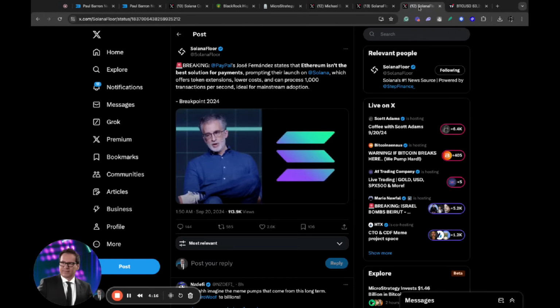One, of course, is this one right here, and that is PayPal's Jose Fernandez, who's stating that Ethereum isn't the best solution for payments, but promoting their launch on Solana, which offers token extensions, lower cost, and can process 1,000 transactions per second. This is ideal for mainstream adoption. And this is something I've said all along, is that mainstream adoption is going to be critical here for a handful of tokens. And I think there are 2, maybe 3, that could really be beneficial in this area.